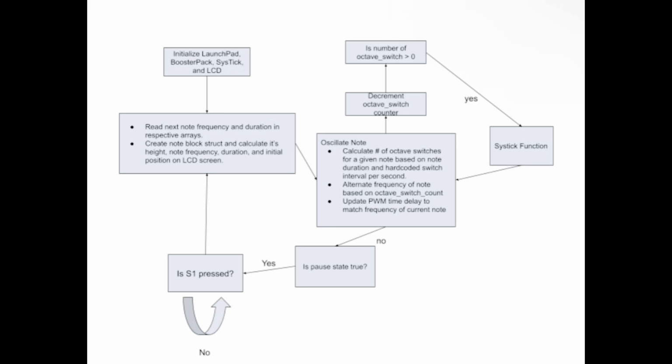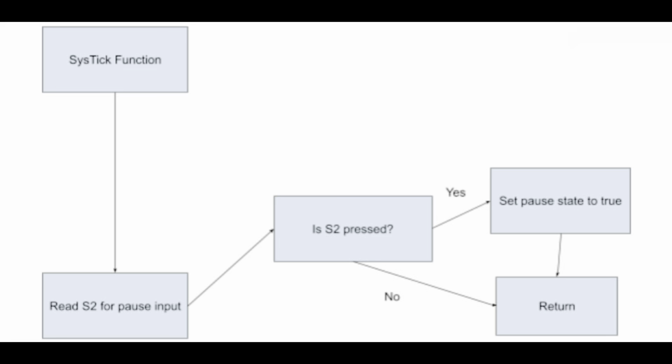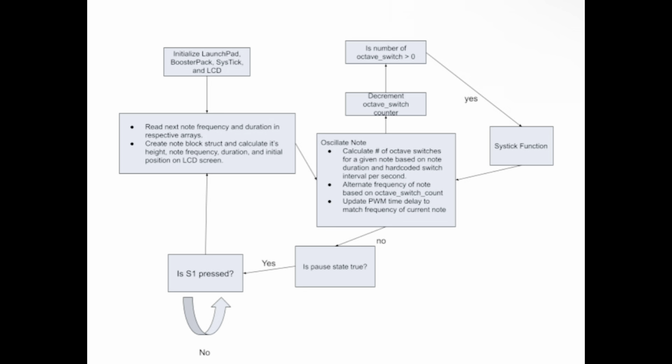And as it does that, it'll call the SysTick function. For level 0 of our design, our SysTick function just reads the input for the button press of S2, which is the pause button. If it detects that S2 is being pressed down, it'll set a global variable, pause state, to true, and then it'll return. Once the SysTick function returns, the program will go back to the oscillate note function.